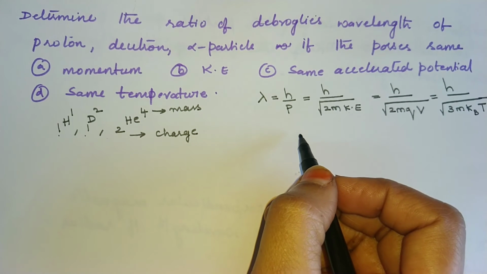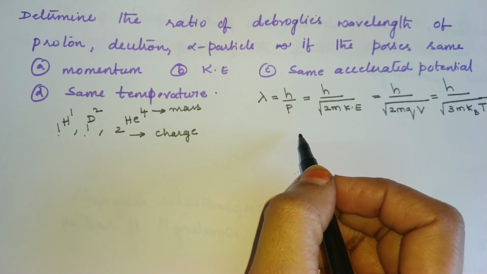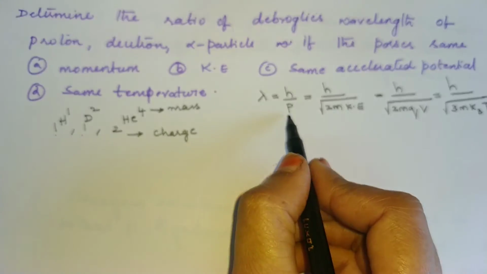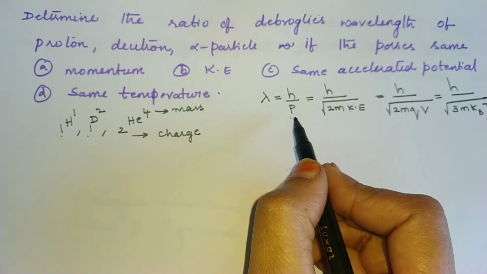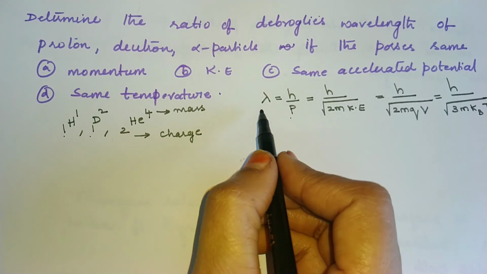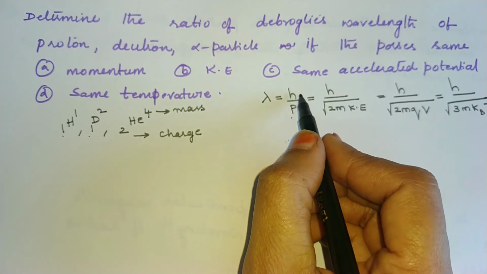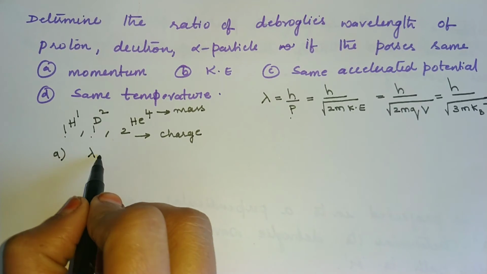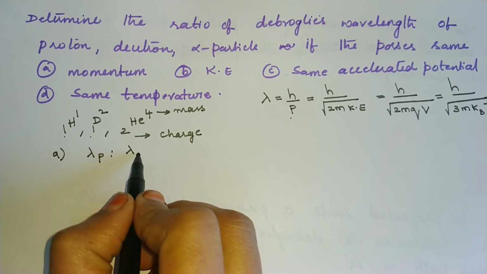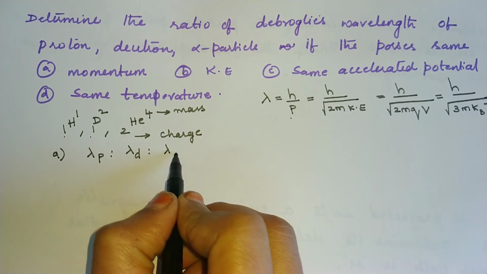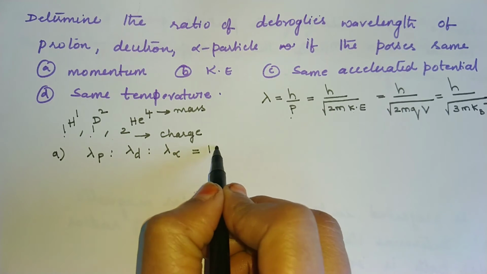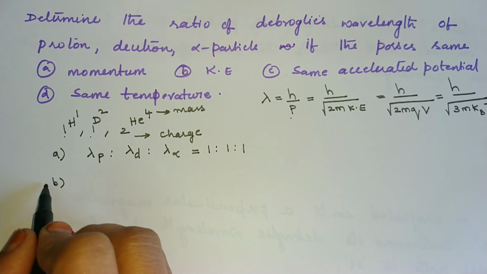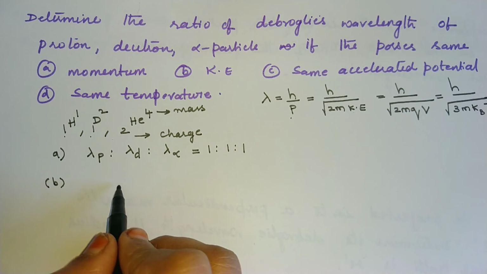They're asking you to find the ratio of the de Broglie wavelengths of these three particles. For A bit, they possess the same momentum. Look at the first equation. If momentum is constant, then lambda is also constant. h is anyway constant. So for A bit, lambda of proton is to lambda of deuteron is to lambda of alpha particle will be in the ratio 1:1:1.